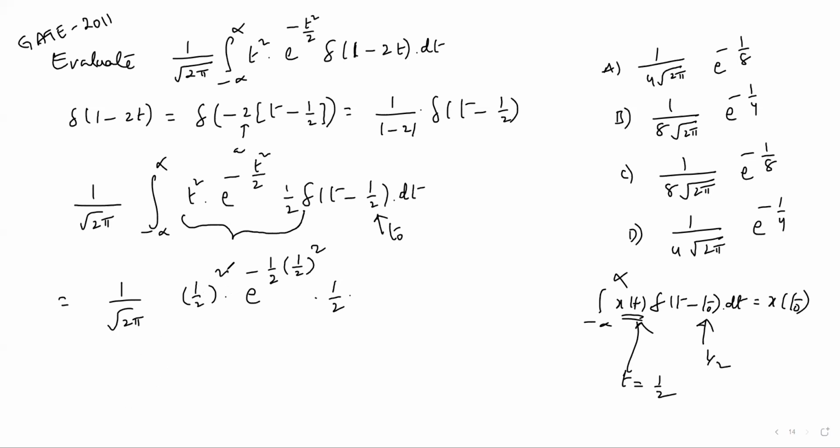So here it is 1 by 4, here 1 by 2. So it is 1 by 8 root 2 pi, and the exponential here: 1 by 2 squared is 1 by 4, multiplied by minus 1 by 2. So minus 1 by 8. So which option is correct? Option C is the correct one. This is one of the better problems in the previous problems.